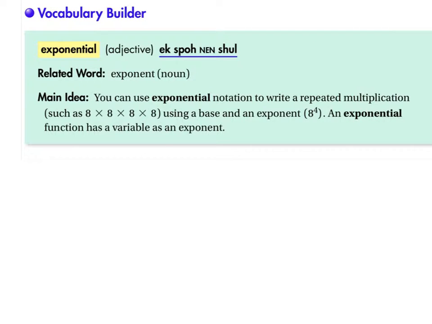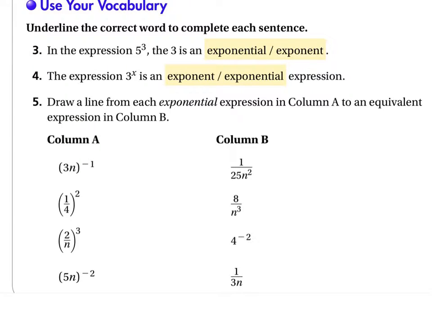Our vocabulary is exponential. What is exponential? Well, it's a noun, and you can use exponential notation to write a repeated multiplication. So 8 times 8 times 8 times 8 is a base of 8 with an exponent of 4. Let's go ahead and use this vocabulary. In the expression 5 cubed, the 3 is called the exponent. When we have the expression 3 to the x power, that is an exponential expression.